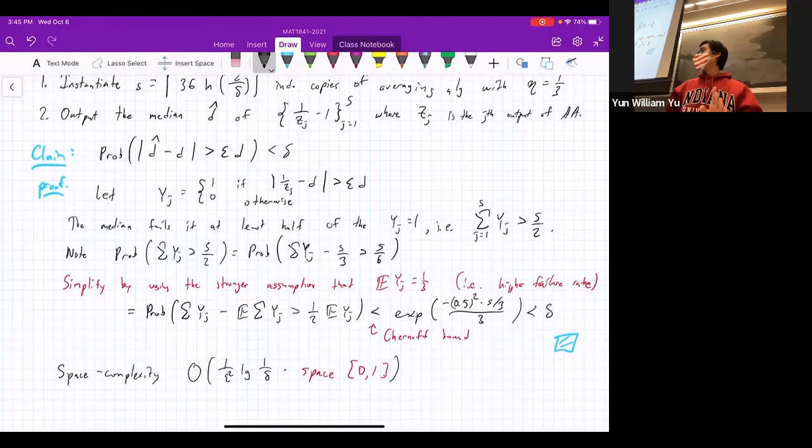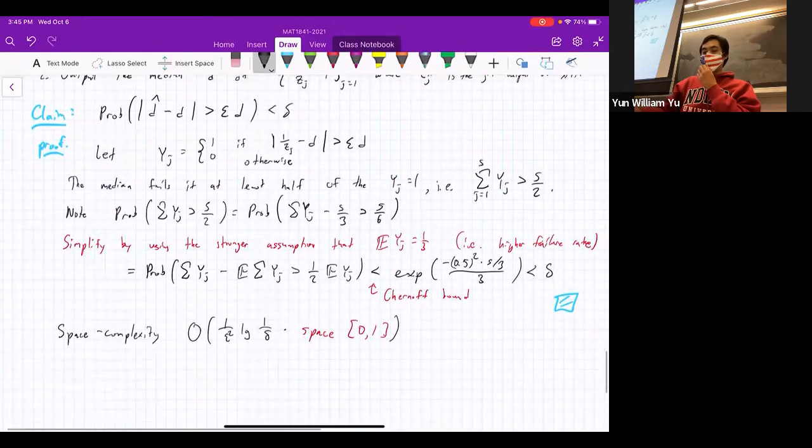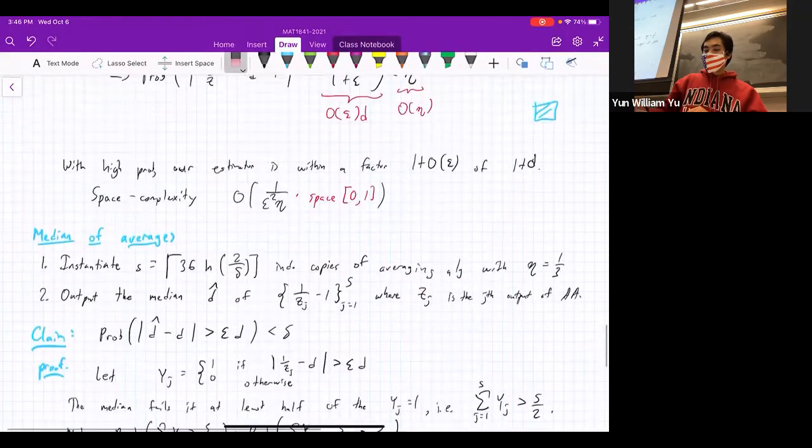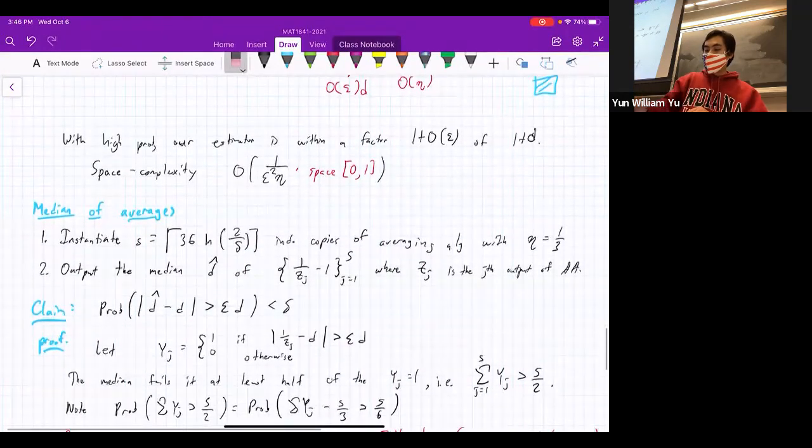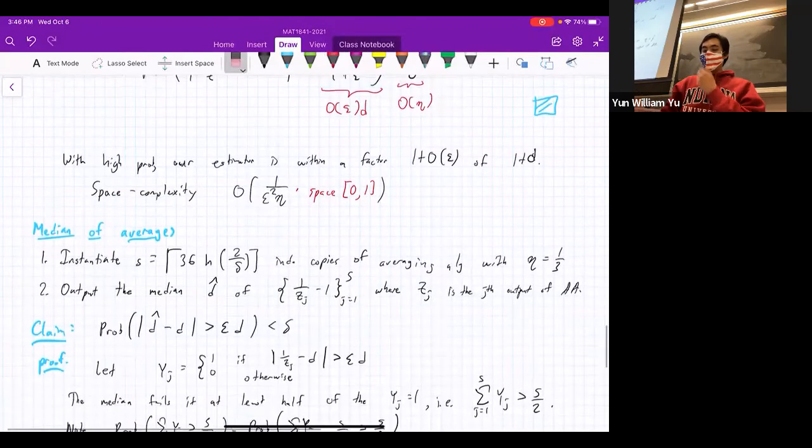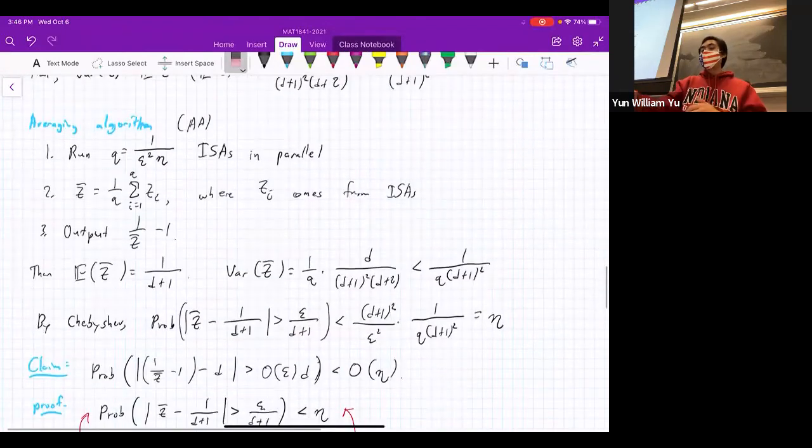How do you compute the median? You have to store all of the results. Yes, so that's why this is taking up that much space, because we have to store this many independent copies. And in the previous case, when we were taking the average, we of course also had to store all the results of that average.